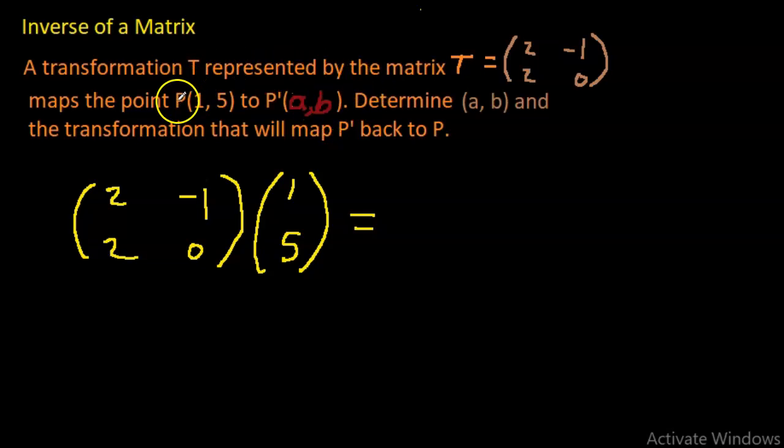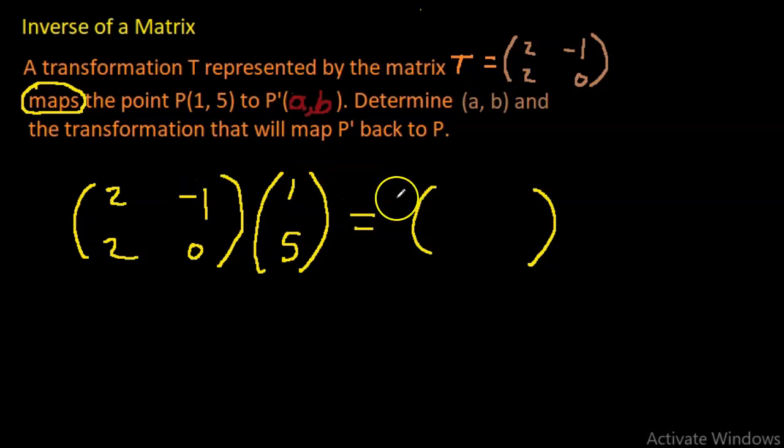Just watch the language they use: maps the point (1, 5). It just means that when you multiply the matrix by (1, 5), you get the image point. So this transformation maps (1, 5) to that point, meaning you multiply it by (1, 5). Let's see what happens now.